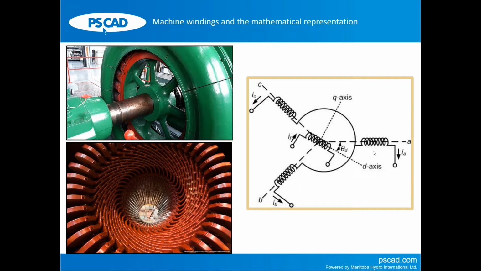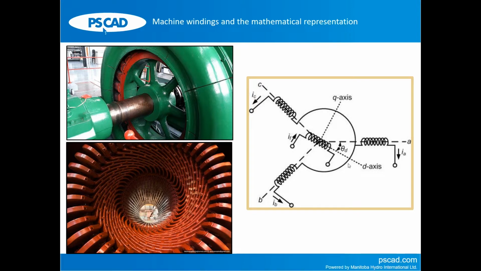coils. So here what I have shown is the machine mathematically can be represented by 3 coils or 3 windings, winding A, winding B, and winding C, that represent the 3 stator windings. Then winding number 4 shown here represents the DC field or the field winding.